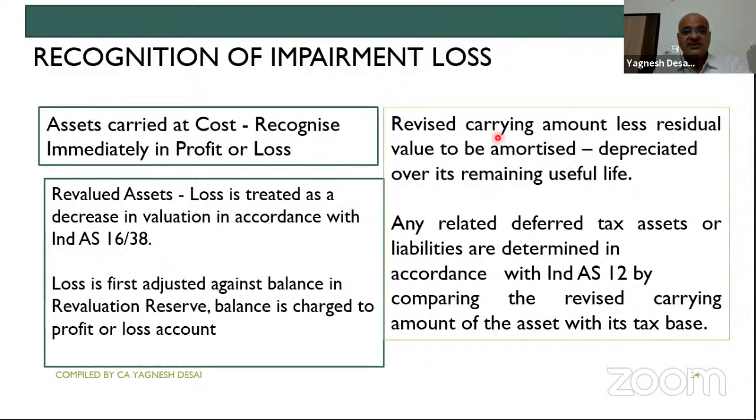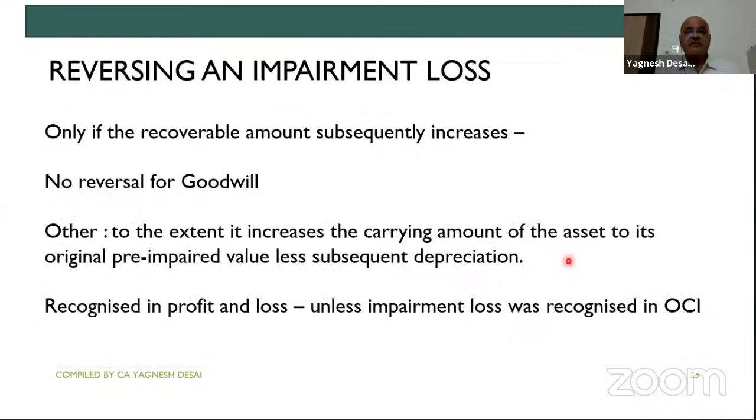Profit and loss account. The revised carrying amount less residual value is to be depreciated accordingly. Any related deferred tax must be accounted for. Yes, sir, don't forget that. Now, reversing of impairment losses: only if the reversal of impairment loss is permissible, except one thing: no reversal of goodwill.